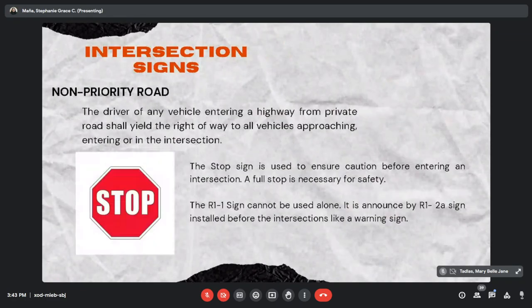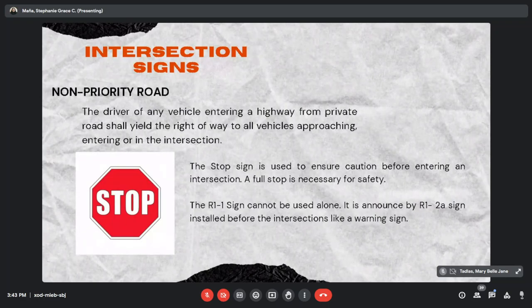So next is the non-priority road. The driver of any vehicle entering a highway from a private road shall yield the right of way to all vehicles approaching, entering, or in the intersection. The stop sign is used to ensure caution before entering an intersection. A full stop is necessary for safety.